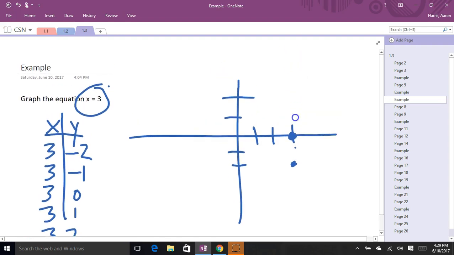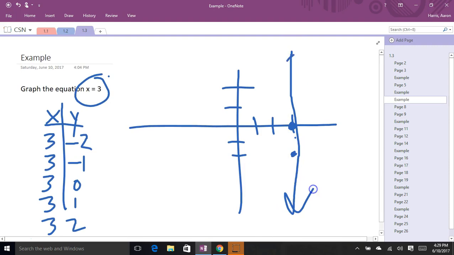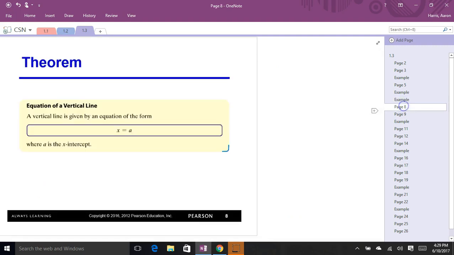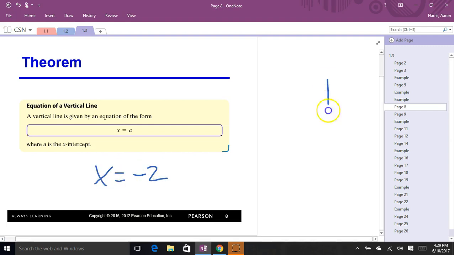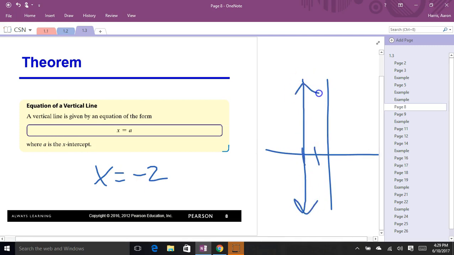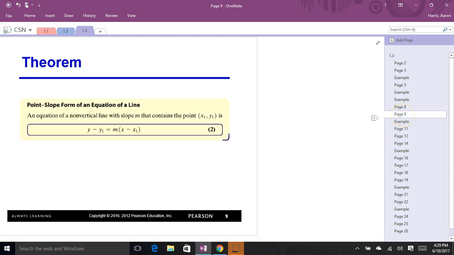Boy, I'm struggling with this pen right now. But anyways, you start plotting those points and you can see that vertical line, x equals 3. Thanks for your patience on that. So anytime you have a vertical line, x equals a constant, like x equals -2, you're going to see a vertical line. X is always -2, and you could plot those points if you care to.